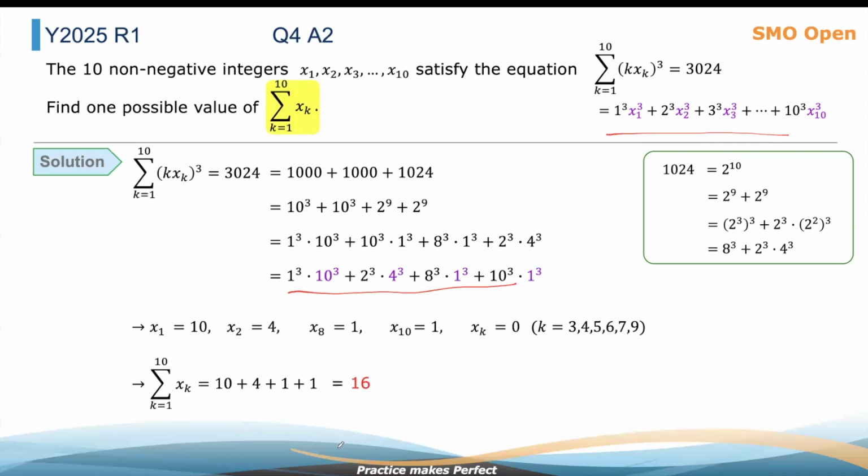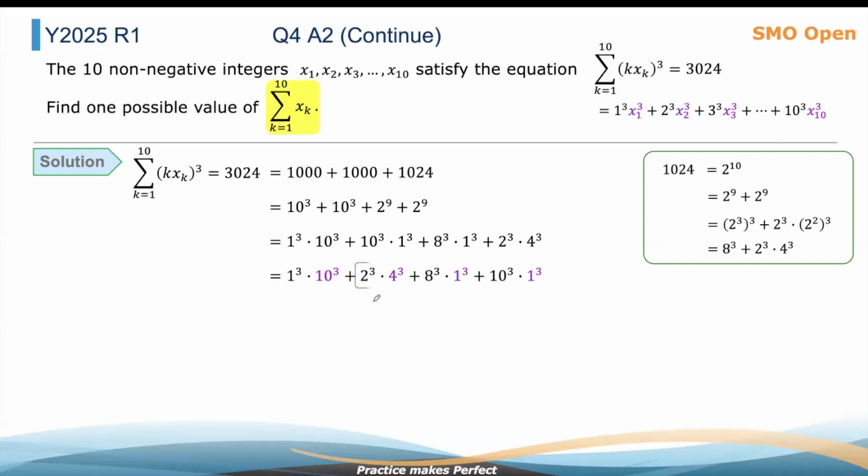For this product, we can exchange 2 cubed and 4 cubed. Write the sum in this form. Here, x1 is 10, x4 is 2, x8 is 1, x10 is 1. So we get a new sum, which equals 14.